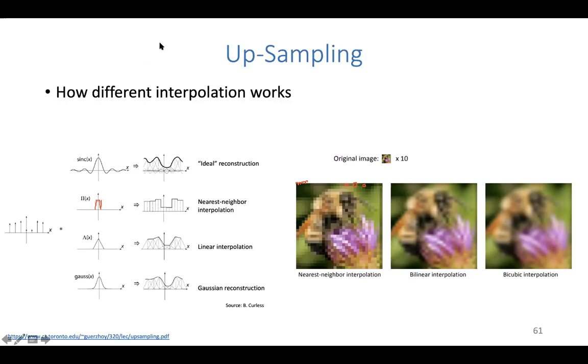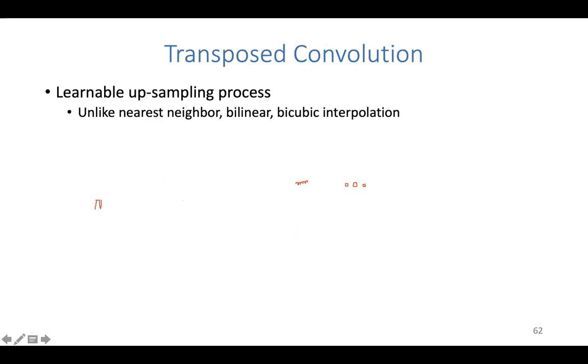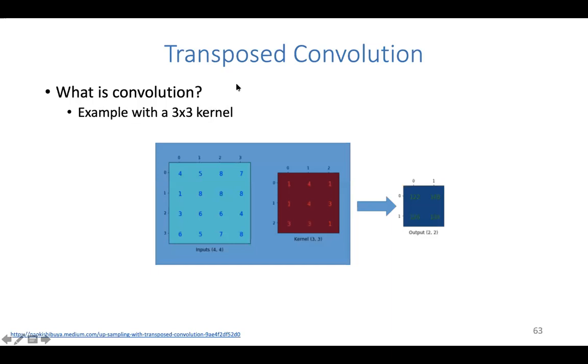All right, so moving on. Let me just clear this. So transposed convolution is a learnable upsampling process. Unlike nearest neighbor, bilinear, or bicubic interpolation, which don't require any learning, transposed convolution does require a learning process. And in order to understand transposed convolution, first of all you obviously need to know what convolution is, because transposed convolution is like a reverse of plain convolution.